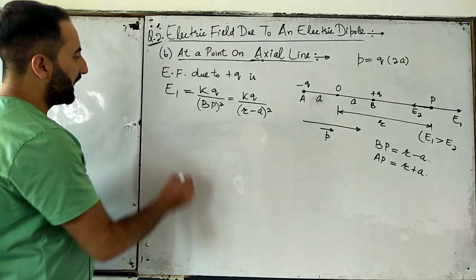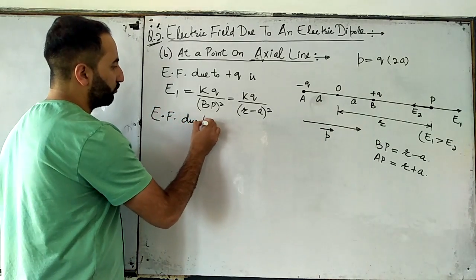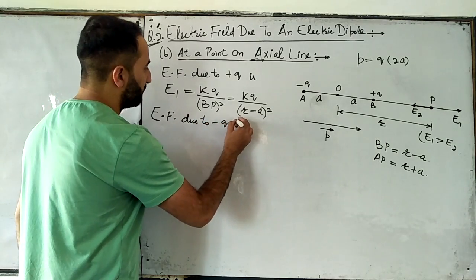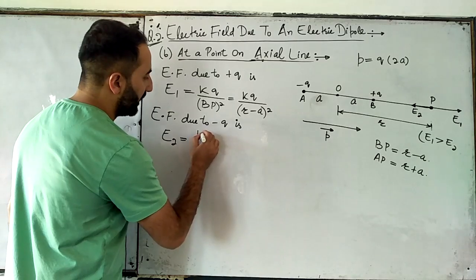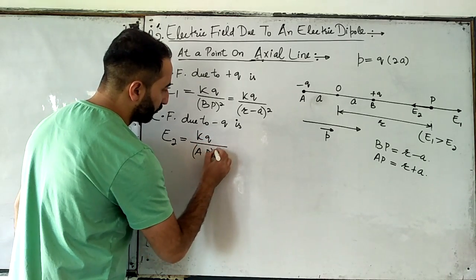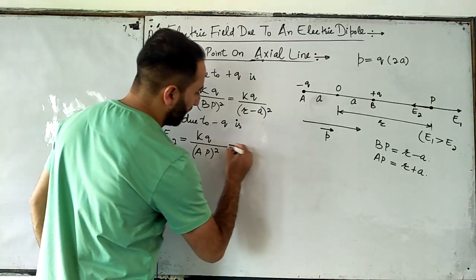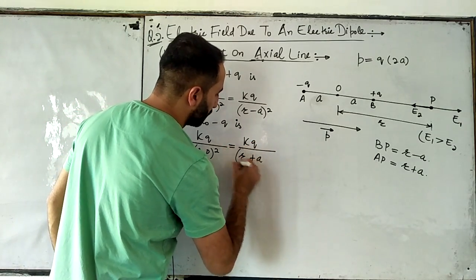Next I will calculate what? Electrostatic field. Electric field due to what? Due to minus Q. ठीक है ना बेटा? Due to minus Q is, that is E2. What is that? That is E2, which is equal to KQ divided by distance square, और distance क्या है बेटा? AP whole square. AP whole square, and that's in turn equal to KQ divided by R plus A whole square.